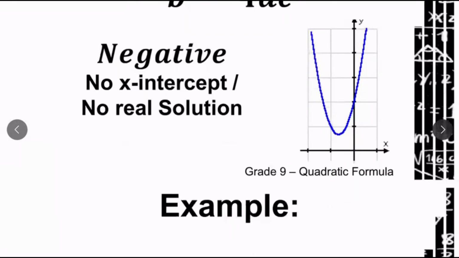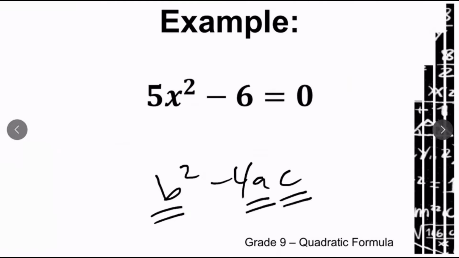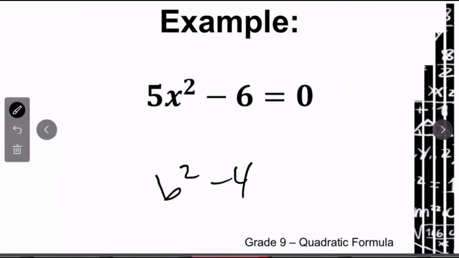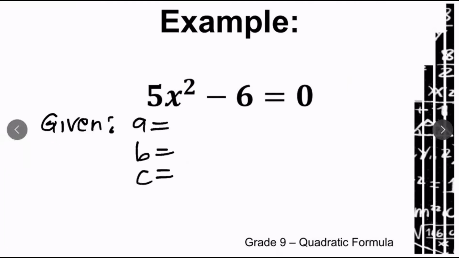So for us to understand it further, let us apply it in our example. In identifying the discriminants, always remember we have a formula: b squared minus 4ac. In that formula, we are required to identify the value of a, the value of b, and the value of c in our given quadratic equation. So from our first step here, we need to write the given and identify the values of our a, b, and c.